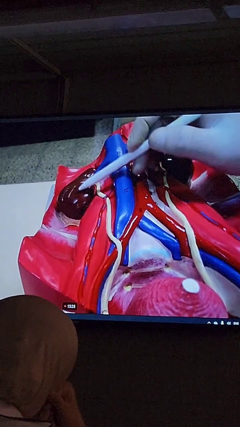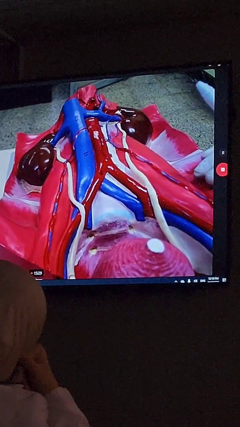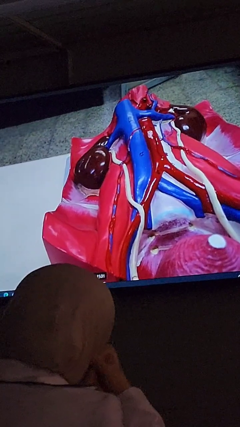Now it is the part that lines the kidney: the fibrous capsule that lines the kidney.